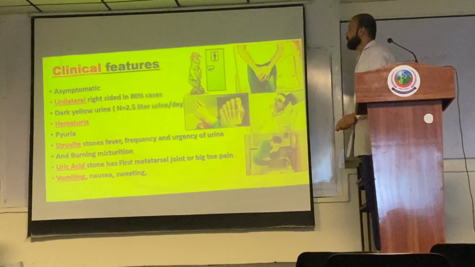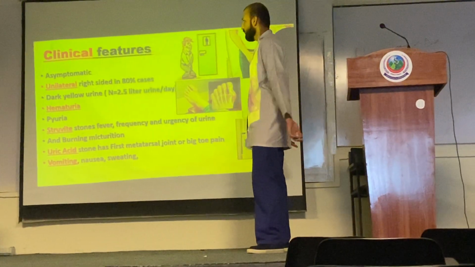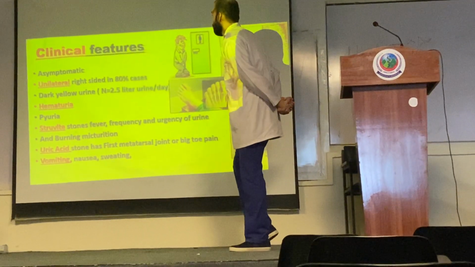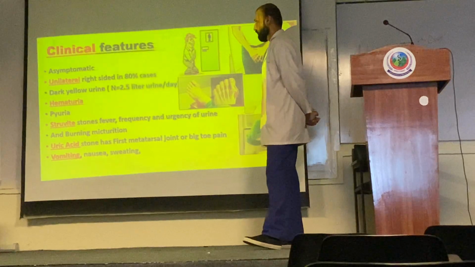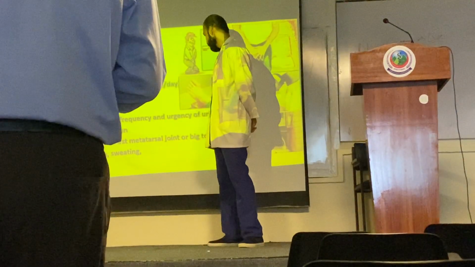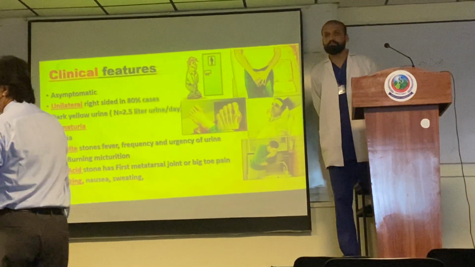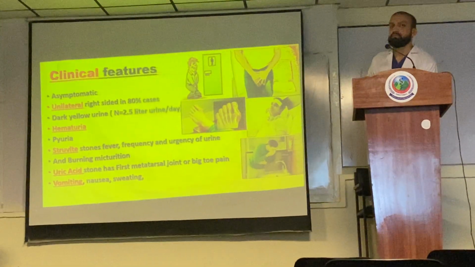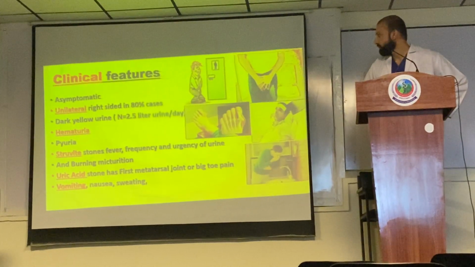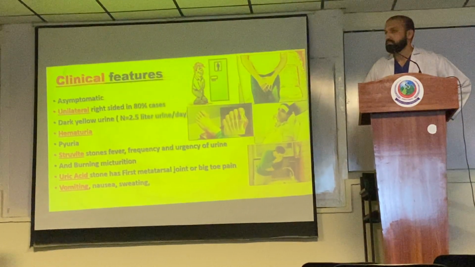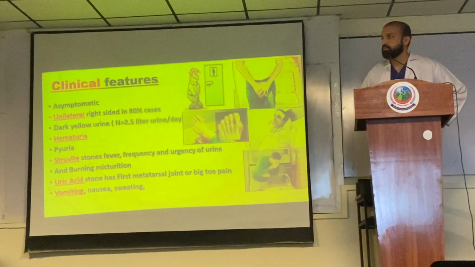Clinical features: some patients are asymptomatic. Most commonly the stones are unilateral and right-sided, in 80% of cases. It can cause dark yellow urine, hematuria (blood in the urine), and pyuria in the case of infected stones, with fever, urgency, and frequency of urine. Which stones are asymptomatic? Staghorn stones and triple phosphate stones. Why? They are in the pelvic space, so they are not going to the outlet. The commonest side is the right side, 80%.